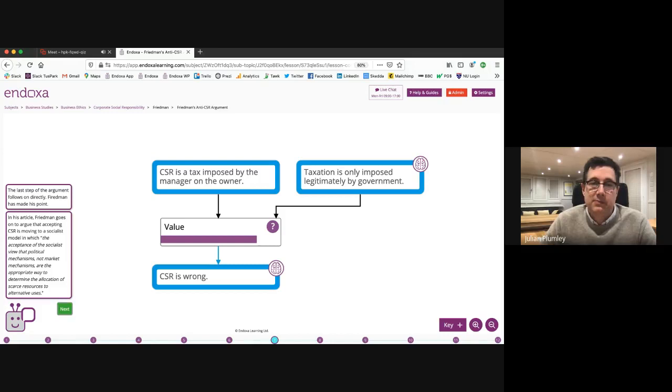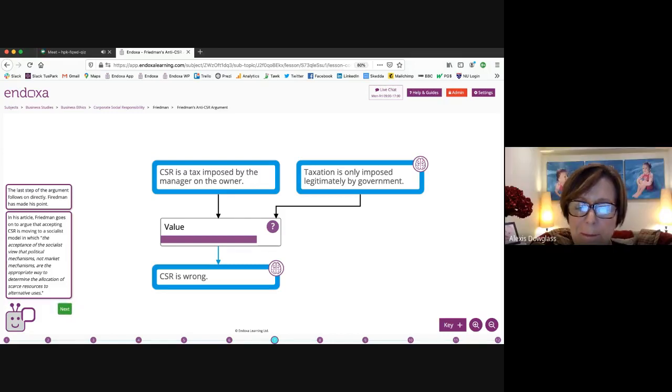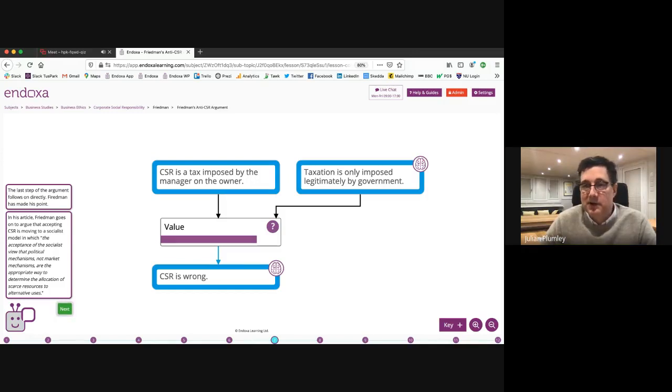We elect politicians in order to decide taxation. Yeah. And being taxed just by somebody's whim is not right. And so this, I think, is quite a fair point. That if this is true, I think this is definitely true. So you come out that CSR, if it's really CSR, is wrong. So corporate social responsibility is wrong.